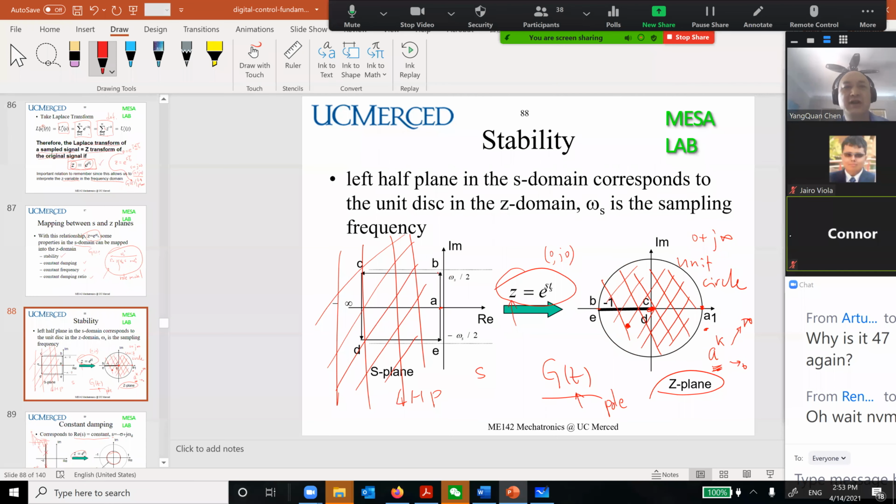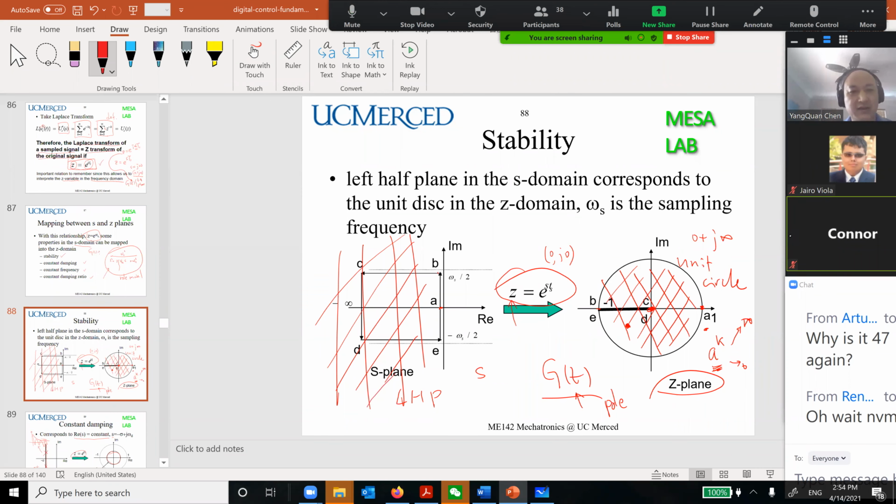So first of all, stability. On the left-hand side is the continuous time domain. Our stability domain is the left half plane, this hatched area. Then you map this into your unit circle. This is a very simple one-to-one mapping. So this is the stability domain.